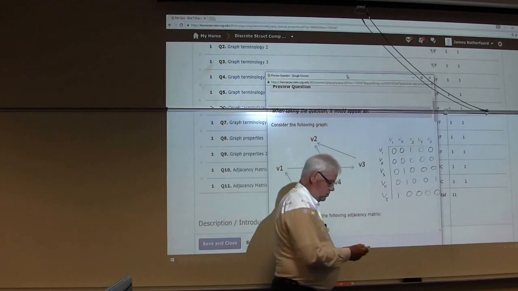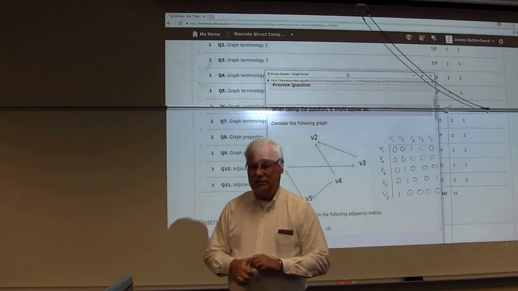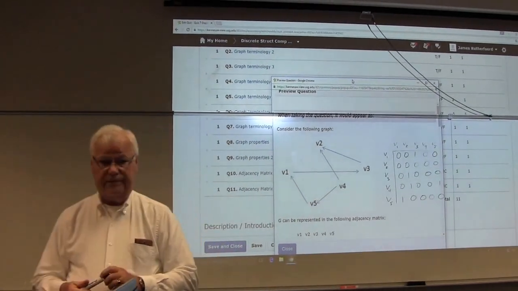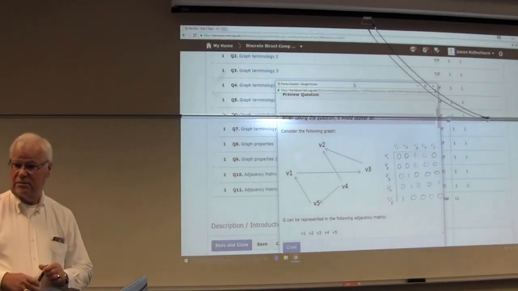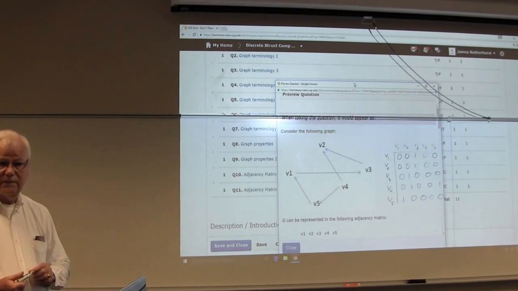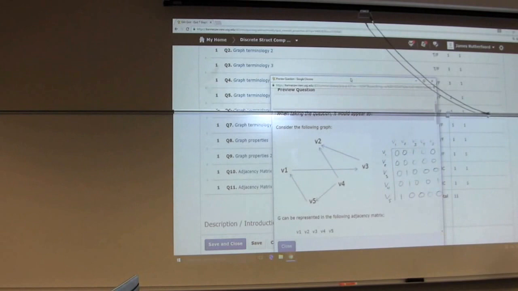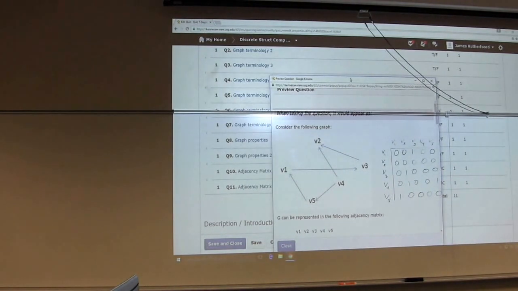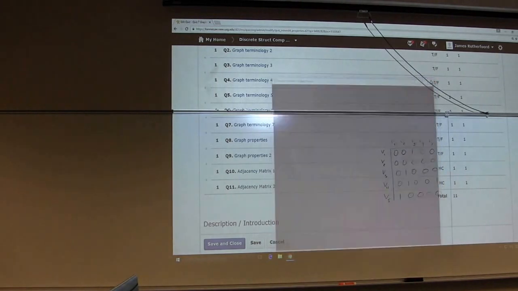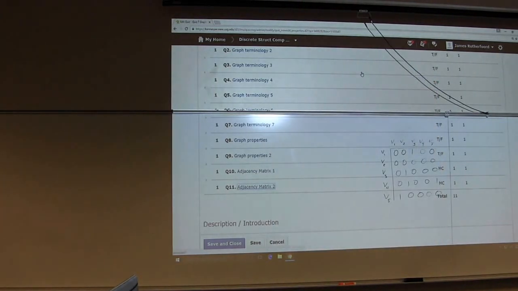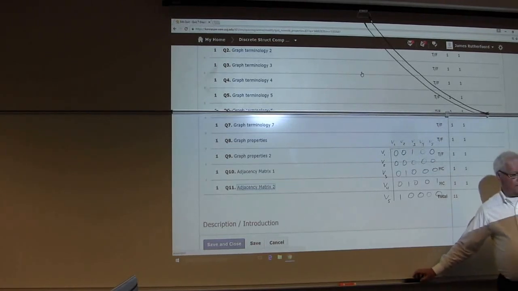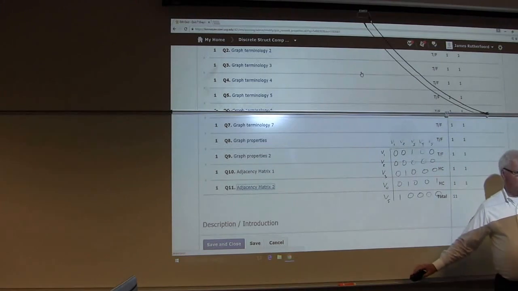So there is a relationship between the two adjacency matrices. Does that make sense? Does everybody see the difference? Okay. That takes care of the graph quiz. Does anybody have any questions on graphs? Everybody okay on it? Okay.